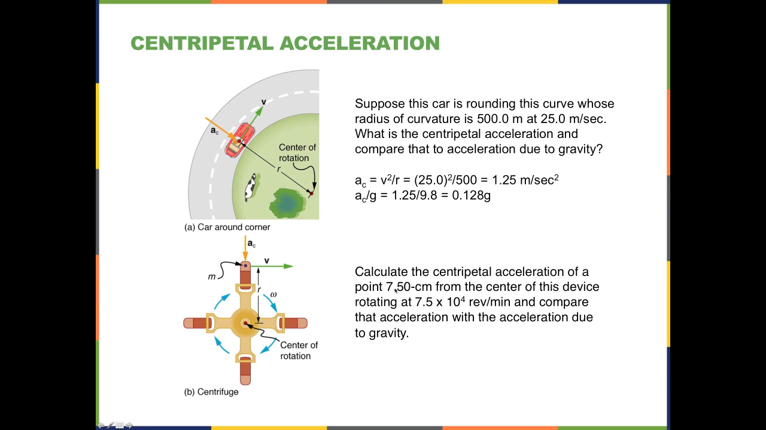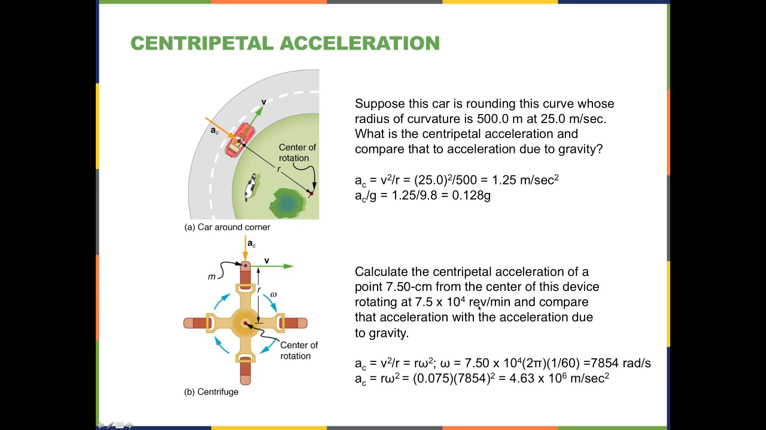The radius of curvature is 7.5 centimeters, and it's rotating at 75,000 revolutions per minute. So what is the centripetal acceleration? We said that centripetal acceleration is v squared over r, or omega squared times r.